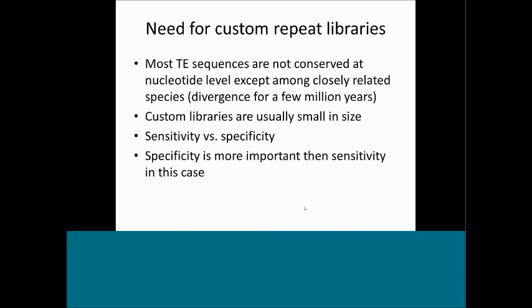To collect repeats, of course, it's like any other search: you want both high sensitivity and high specificity. But here, we consider specificity more important than sensitivity, because you don't want to mask something that is not a transposon. If you mask something important, either a protein-coding gene or a nucleotide, then you lose this gene. So in this case, over-annotation of genes is probably better than under-annotation.